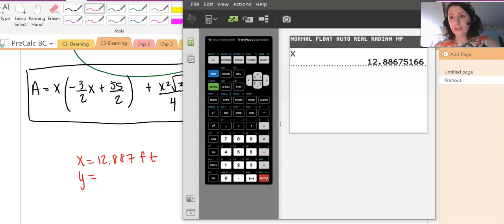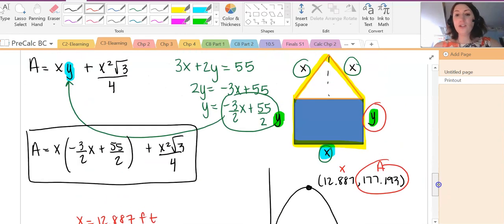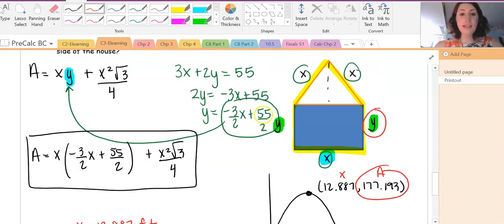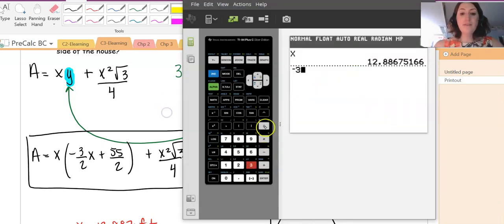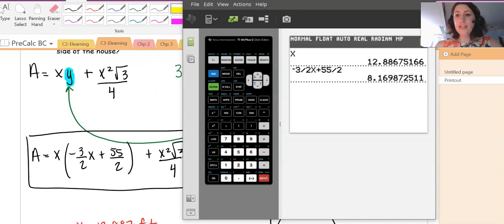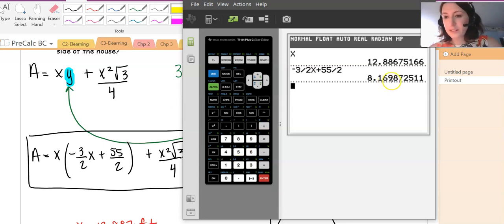The whole thing, the exact answer, which is great because now you're just going to go up to your equation right here that relates x and y, and we're going to plug that whole x value back in. You do want to use the whole value from your calculator. So that's negative 3 halves x plus, I think it was 55 halves. Oh yeah, it's right there. And we get 8.169. Okay, so it should be 8.170 feet.